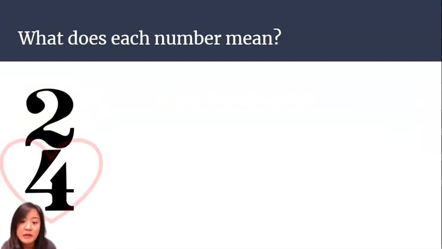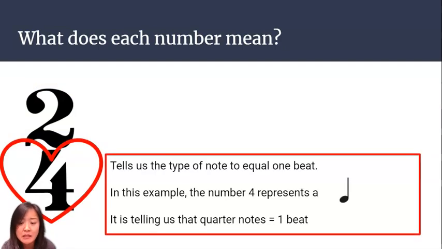The bottom number does not tell us how many of anything. It actually tells us what kind. In this example, the number 4 is representative of a quarter note. It's telling us that a quarter note equals 1 beat.